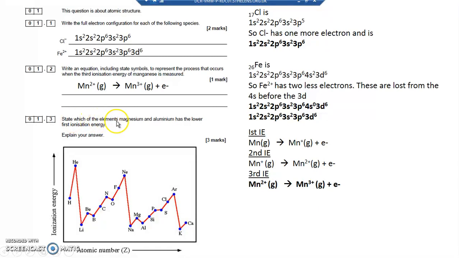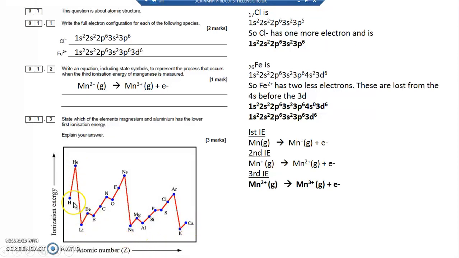State which of the elements, magnesium and aluminium, has the lower first ionization energy. Explain your answer. Well, here I've got period 1, hydrogen, helium. Then I've got period 2, lithium, beryllium, boron, carbon, nitrogen, oxygen, fluorine, neon. Then I've got period 3, so I've got sodium, magnesium, aluminium, silicon, phosphorus, sulfur, chlorine and argon. Then I'm into period 4 with potassium and calcium.